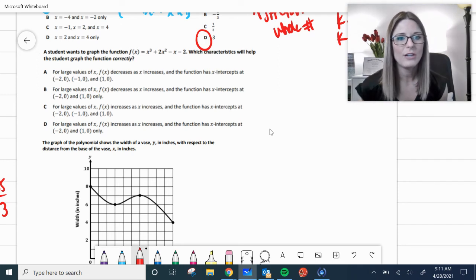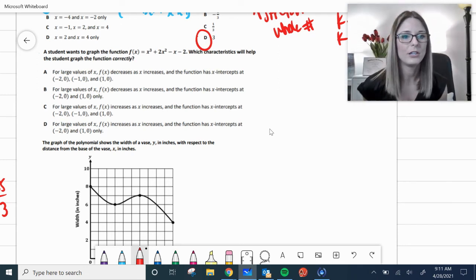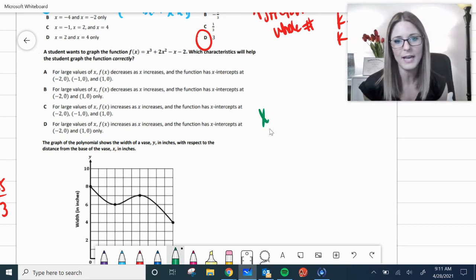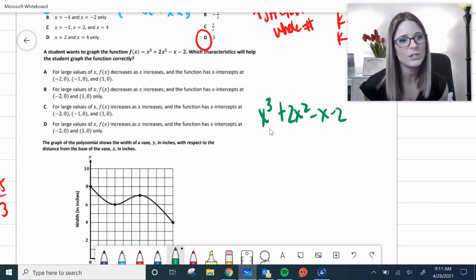A student wants to graph the function. It's so cute. Which characteristics will help the student graph the function correctly? Here we go. All right, we've got x cubed plus 2x squared minus x minus 2.